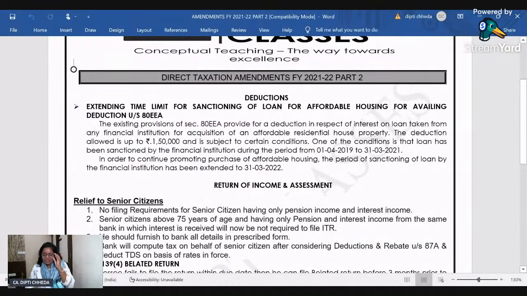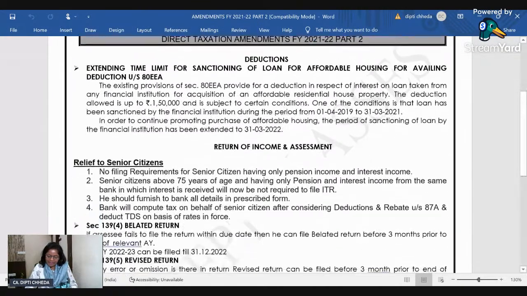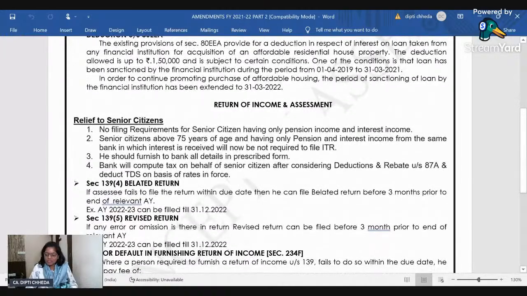So this is the second part of our direct taxation amendment lectures. Let us see what is due in the return of income. Can you see on screen, relief to the senior citizens.